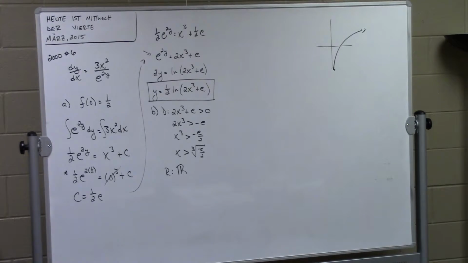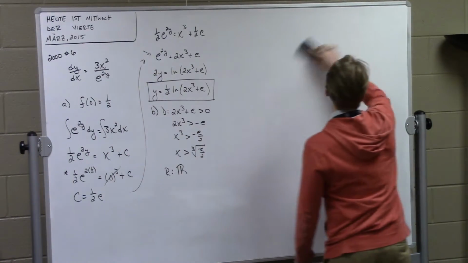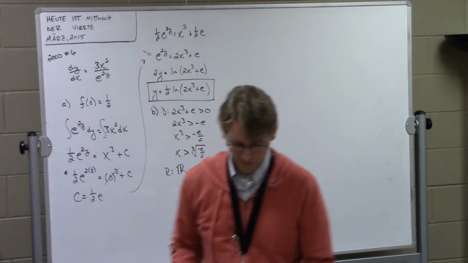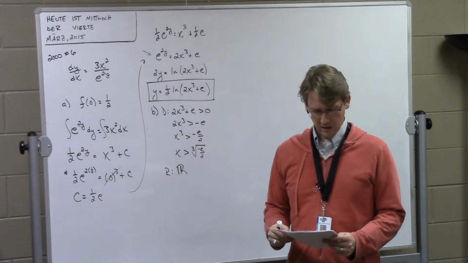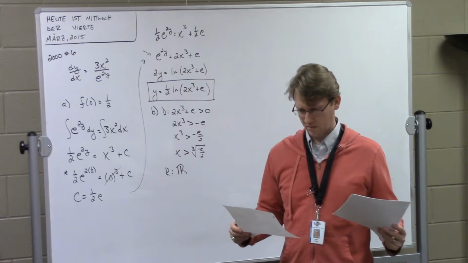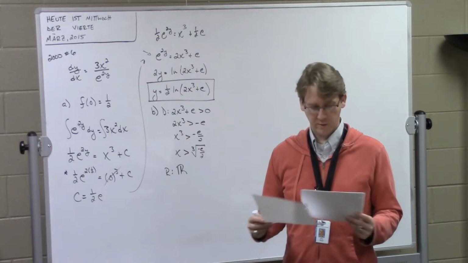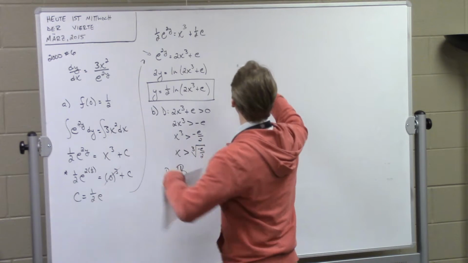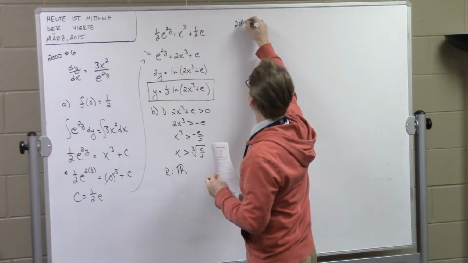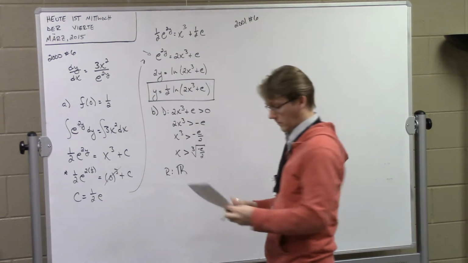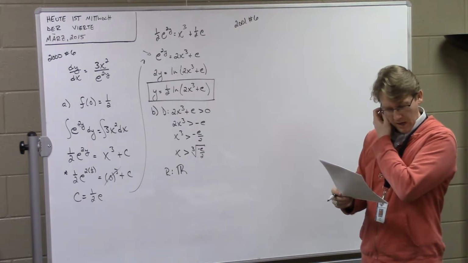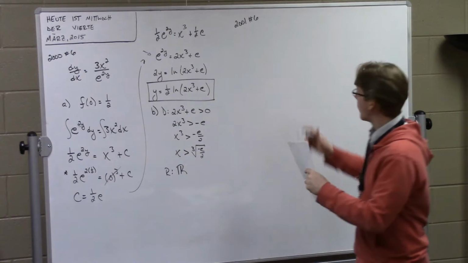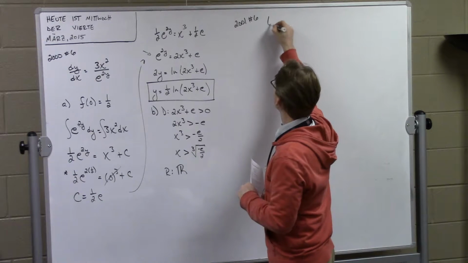Let me go with that. All right, let's look at the next one. Sorry, not 2006, 2001 number 6. All right. F is a differentiable function. We have the point (3, 1/4).